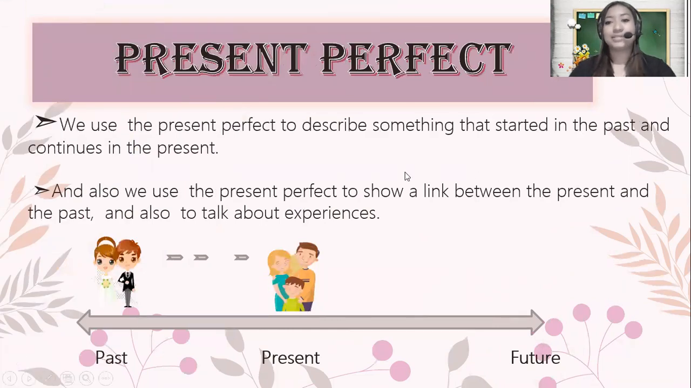Now we have the present perfect. We use the present perfect to describe something that started in the past and continues in the present. Also, we use the present perfect to show a link between the present and the past, and to talk about experiences. For example, look at this timeline. We have this example. They got married in the past, but this action continues in the present and may continue in the future, and that is the present perfect.